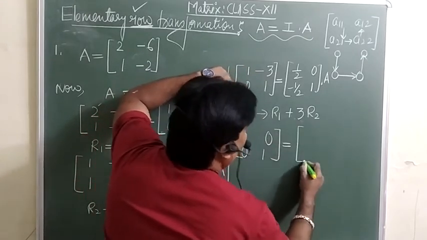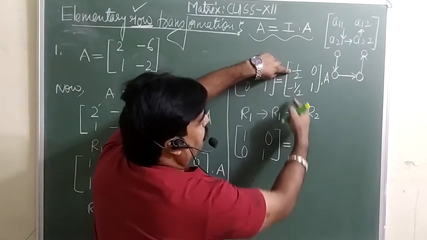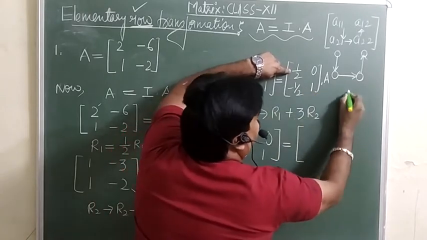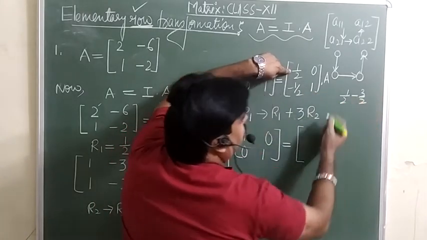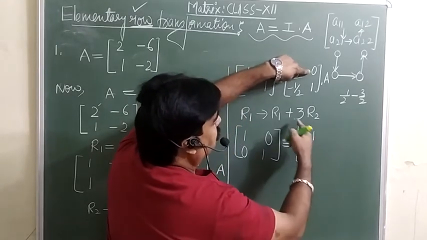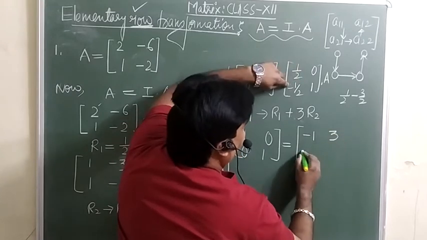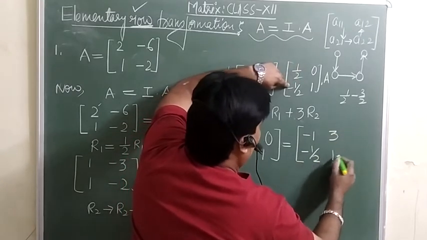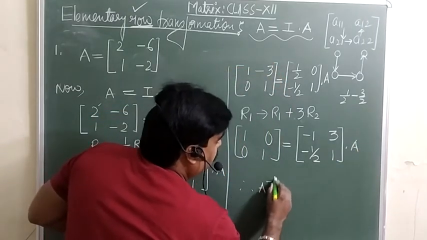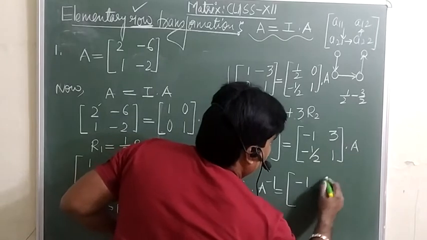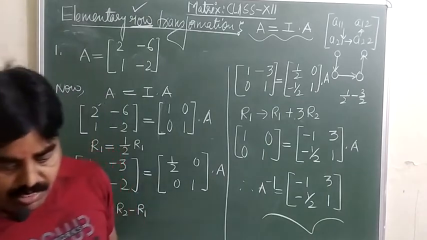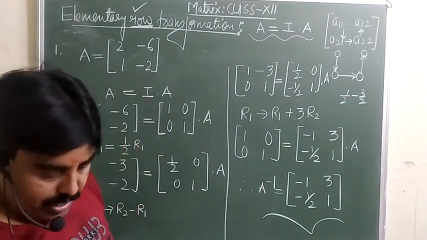Here you will add R1 plus 3 times R2. So -3/2 plus 1/2, that is 1/2 minus 3/2, so you will get -2/2, that is -1 here. And 0 plus 3 times 1 is 3. This is -1/2 and 1, into A. Therefore, your A inverse is equal to [-1 3; -1/2 1]. This is your A inverse: -1, 3, -1/2 and 1.